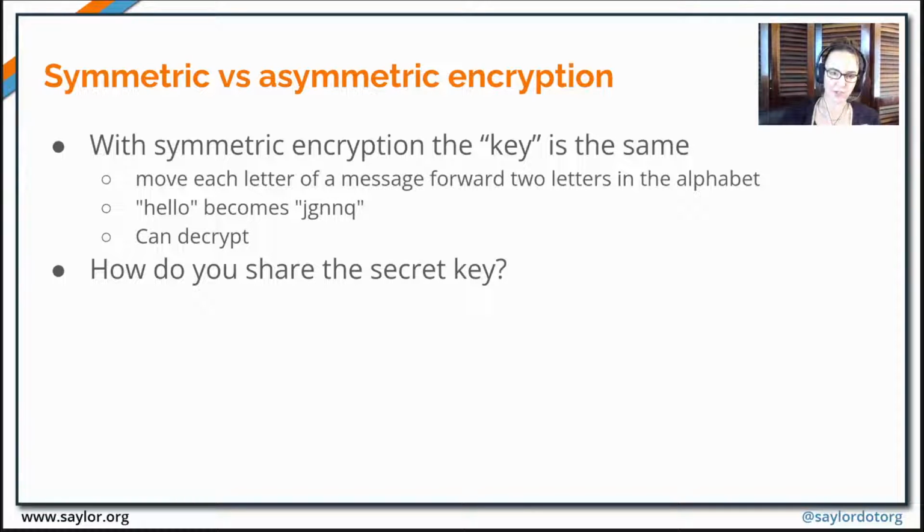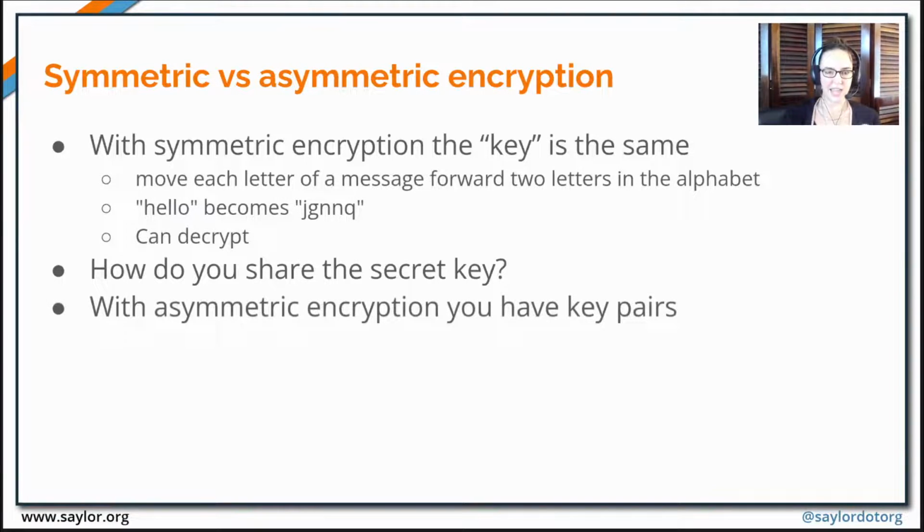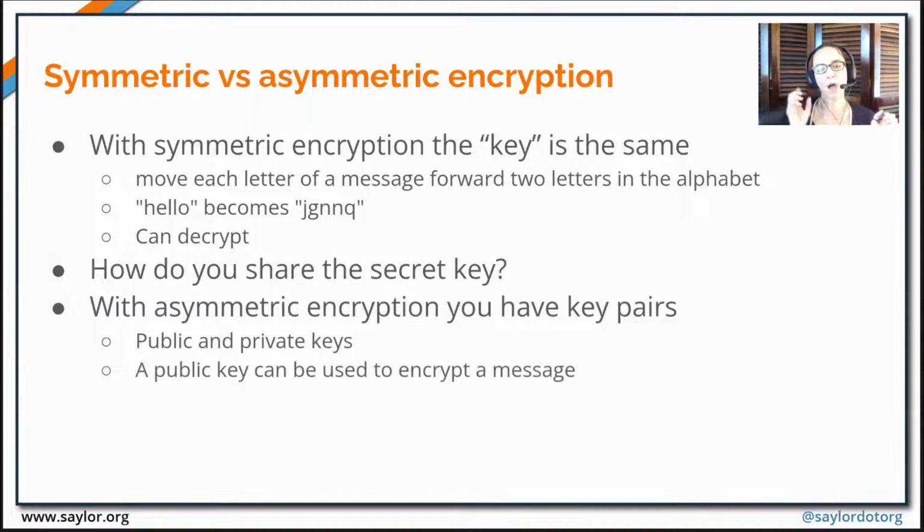And lots of very clever math later, we get asymmetric encryption where you have key pairs. This is really the magic here. This is cool stuff. So you have public and private keys. And a public key can be used to encrypt a message. So again, Alice has a private key and a public key. Bob has a private key and a public key. When Alice wants to send the message hello to Bob, but he's on the other side of the world, they first just share public keys with each other, out in the open, out in the clear. They can post it to Twitter.